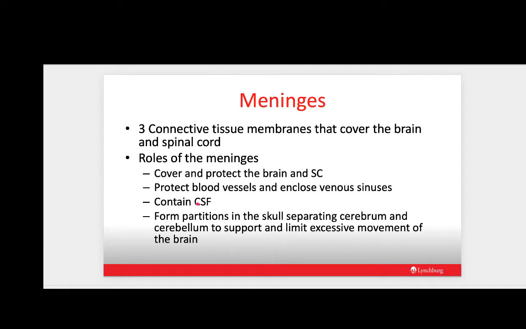Okay, so we're on to meninges. And meninges are basically these connective tissue membranes that cover the brain and spinal cord. And they're very protective, especially the outermost layer. It's very thick, so it offers a lot of protection. It's going to contain blood vessels that supply the brain. It also contains cerebrospinal fluid to keep our brain buoyant and protected. And it's also going to form partitions in the skull. So it kind of goes in between the brain and anchors to the skull itself so that your brain doesn't go all sloshing around in your skull when you're moving around or playing sports or that sort of thing.